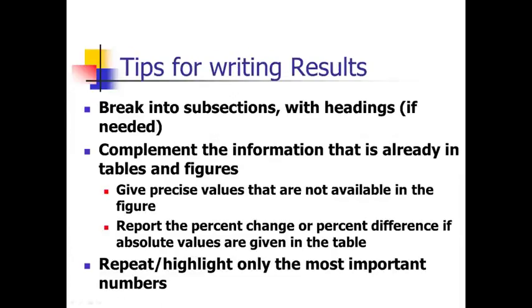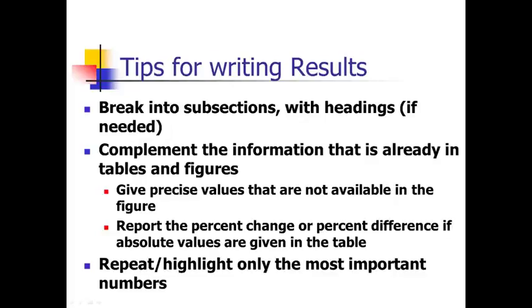So, a couple of tips for writing the results section. If you have a complex study, you might want to consider breaking it into subsections with headings, each section with a little heading. It's not necessarily needed. I see a lot of studies where it's perfectly fine to leave that out if it's a simple study and there aren't too many tables, figures, or results you have to go through. But if it's complicated, it helps the reader to break things into subsections.